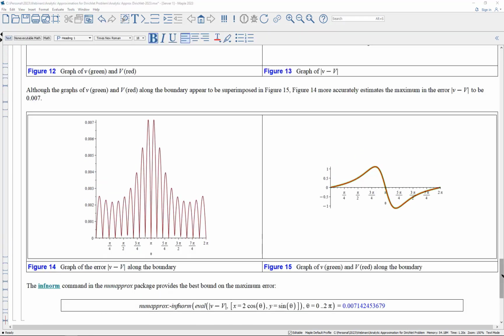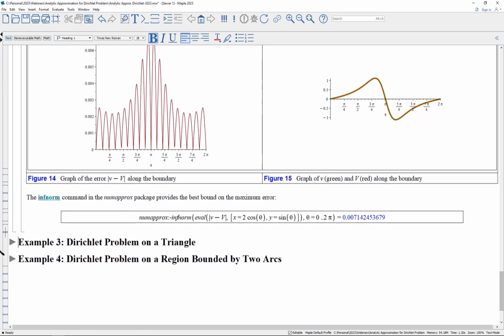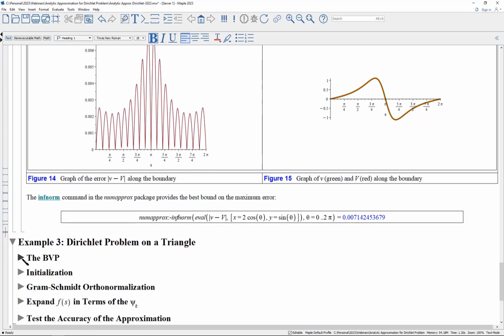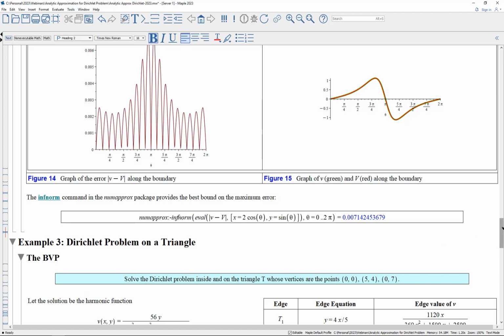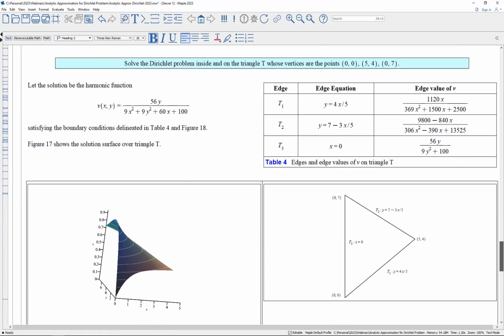A third problem is a Dirichlet problem on a triangle. So let's see what the boundary value problem actually is. I'm using the same harmonic function, and here's my triangle. The nodes, or vertices, are 0, 0, 5, 4, and 0, 7. This is therefore the y-axis. Here are the edge equations. Here are the values of this harmonic function on those edges.